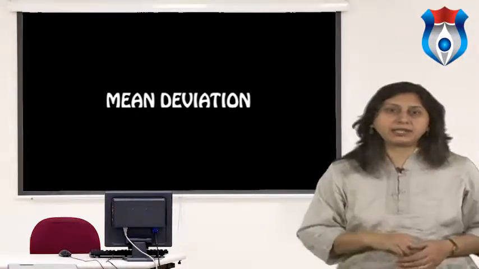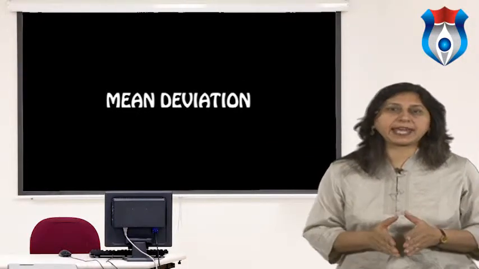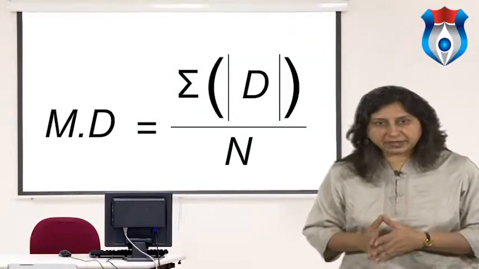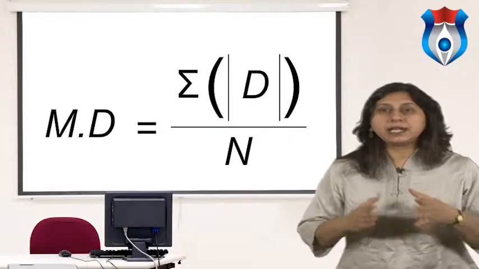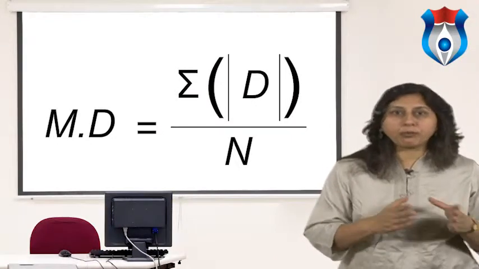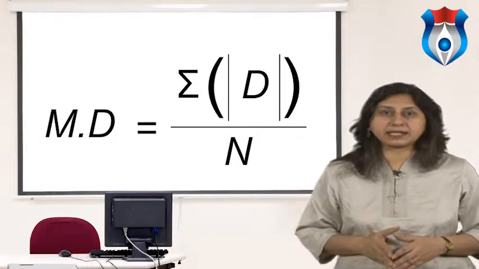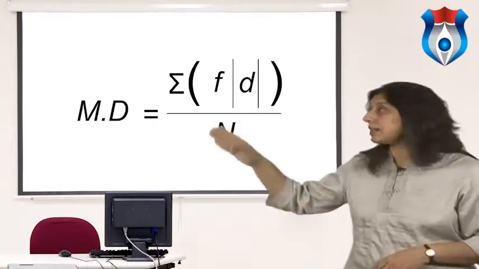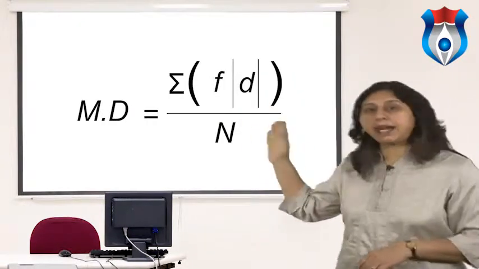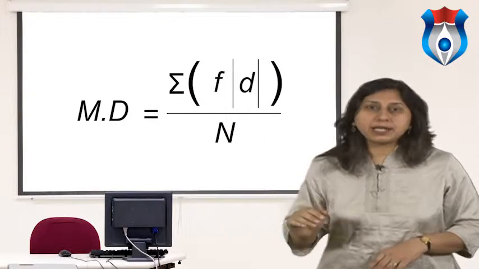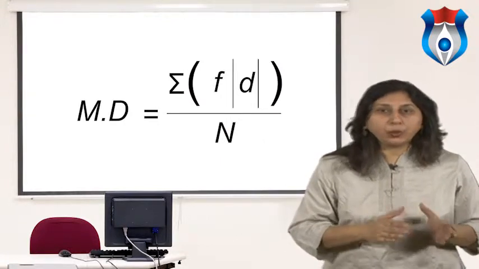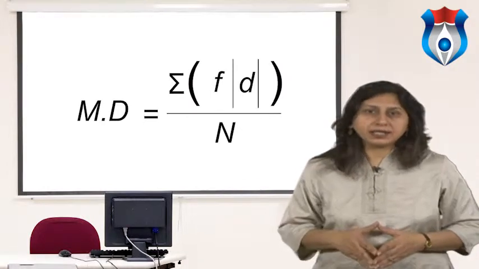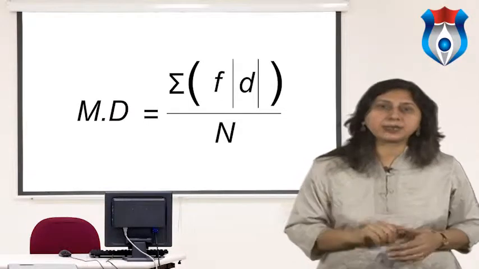Mean deviation. This is how mean deviation is calculated of individual series, where MD is equal to mean deviation, mod D is equal to deviations from mean, median or mode, ignoring plus and minus signs. Mean deviation calculated of discrete series is shown on the screen, where sigma f mod D is equal to sum of the products of frequencies with deviations taken from mean or median ignoring signs. The same formula is adopted in continuous series.